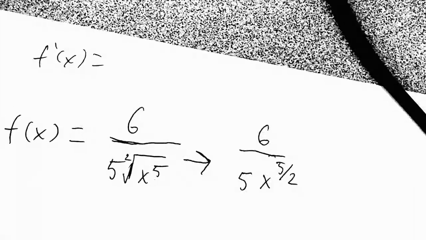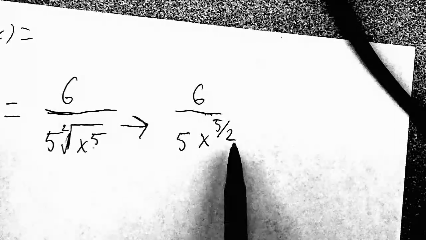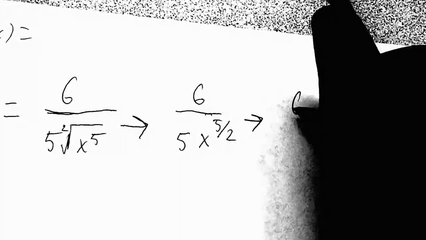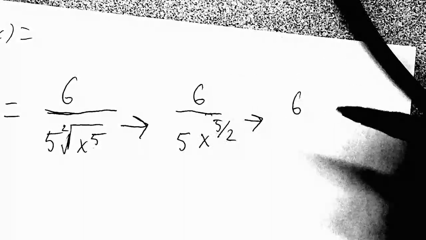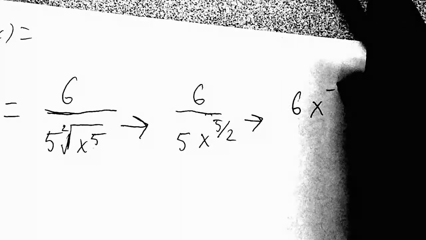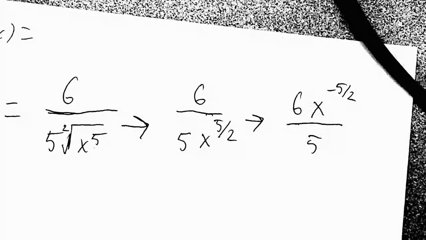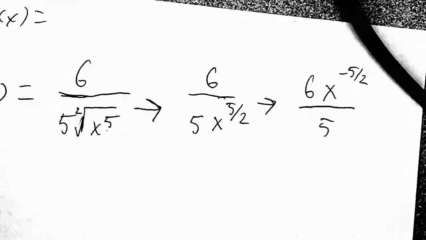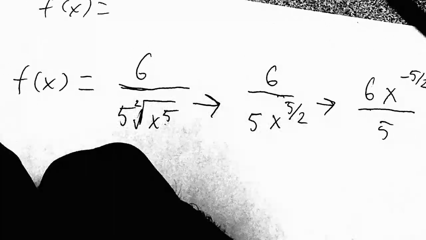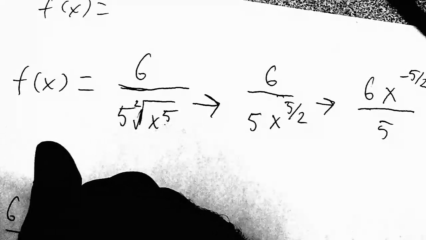Okay. However, I still cannot apply the power rule because x is in the denominator. So I'm going to move it up to the numerator. So this, again, I can rewrite that as long as I can move it top and bottom as long as I change the exponent. So it's going to become x to the negative 5 halves over 5. Okay. So I'm going to rewrite that again down below here. 6 times x to the negative 5 halves over 5.